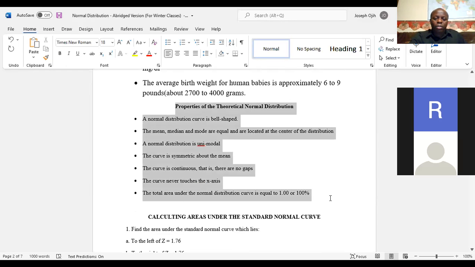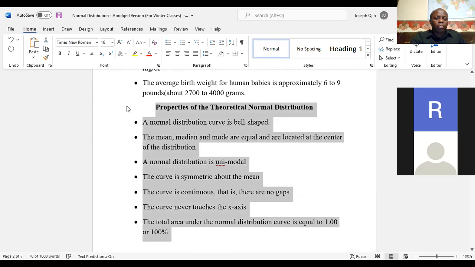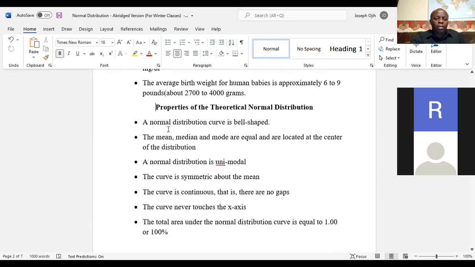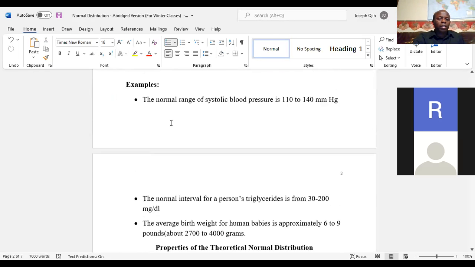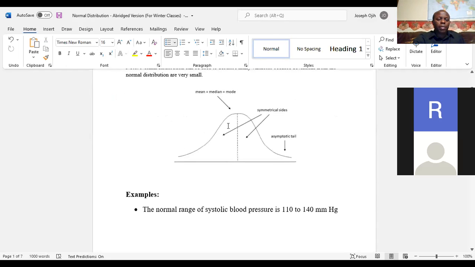So let's quickly discuss the properties of a normal distribution. First property is this: a normal distribution is bell-shaped. As you can see here, it is shaped like a bell.